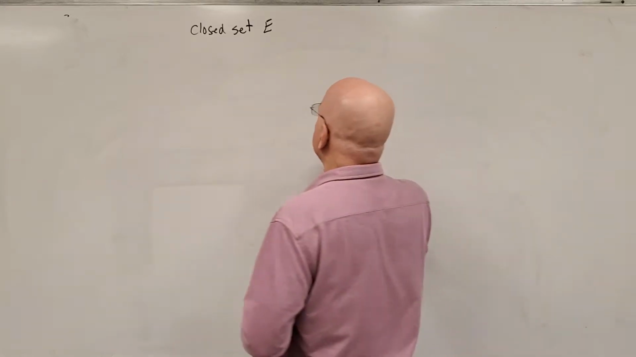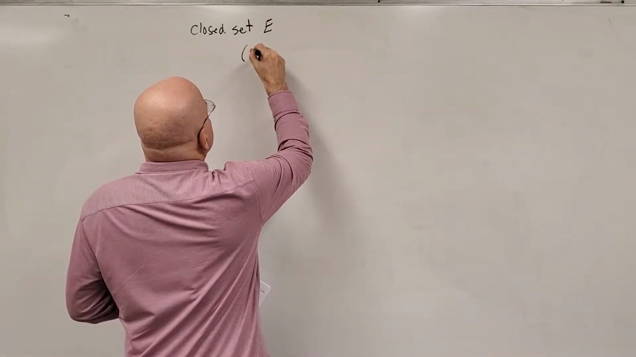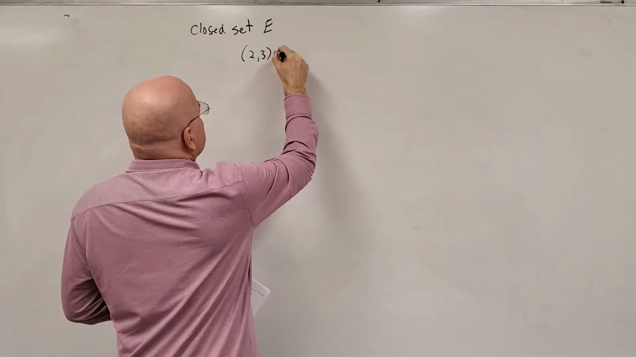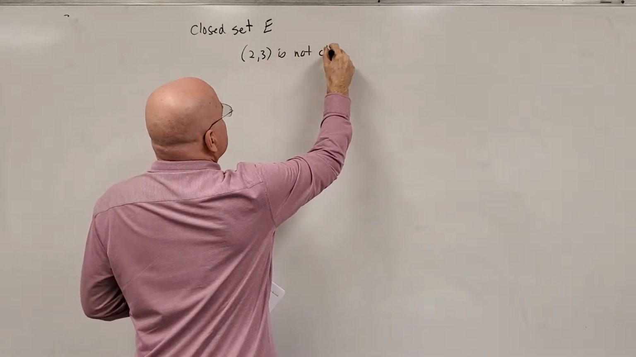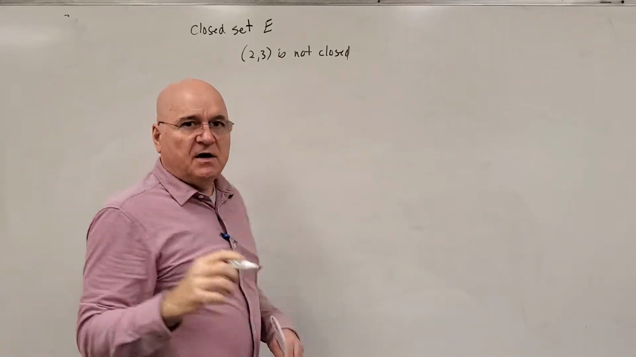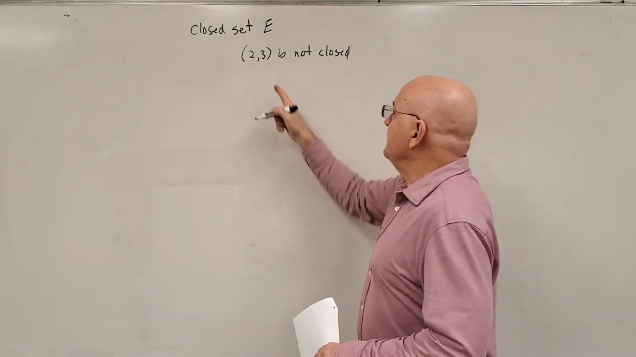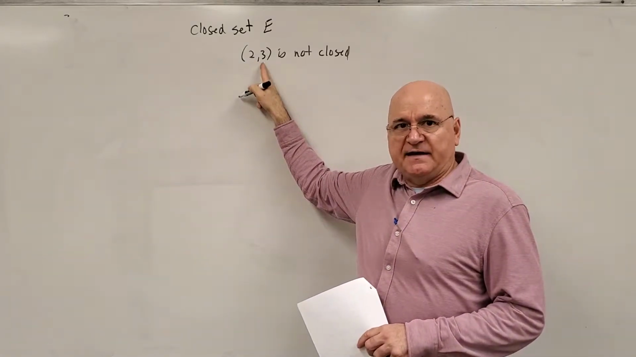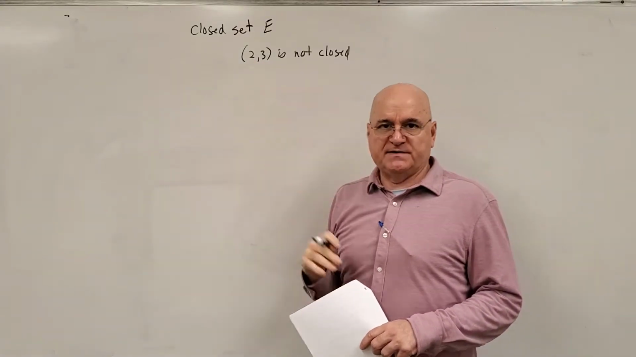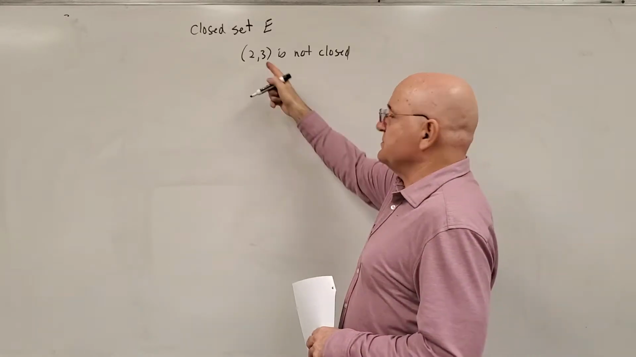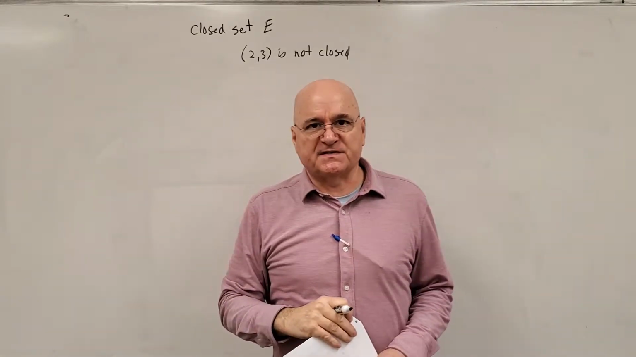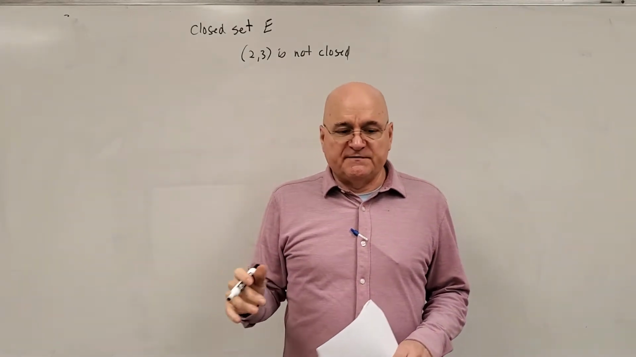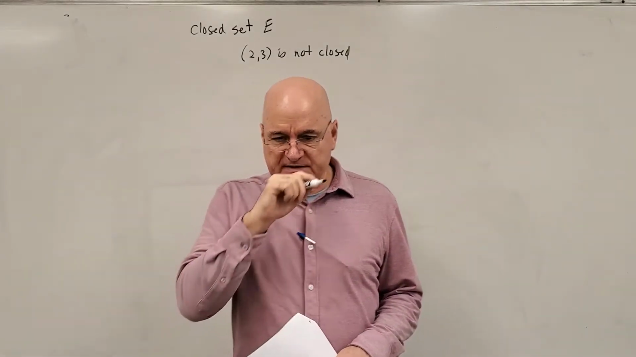A good example would be the open interval from 2 to 3, which is not closed. Using the definition, the number 2 and the number 3 are both accumulation points of the set, but neither is an element of this set. So it turns out that (2, 3) is an open set. So a closed set E is closed if it contains all of its accumulation points.